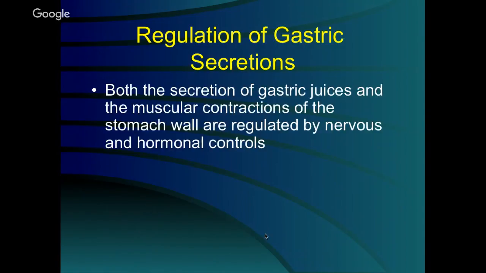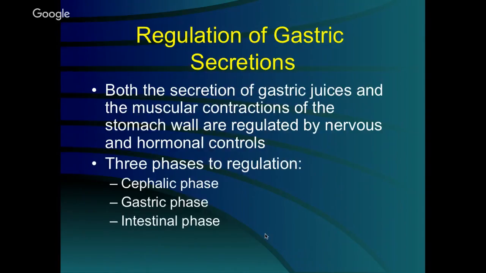Well, it turns out there's both nervous control taking place as well as endocrine control taking place, which shouldn't be a big surprise since those are the two main control mechanisms of the body, and they work together to control most things. There's 3 phases to the process: the cephalic phase, the gastric phase, and the intestinal phase. Cephalic means head, gastric means stomach, and intestinal obviously refers to the intestines.